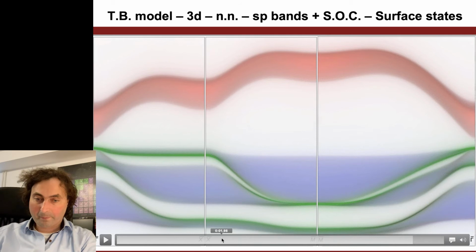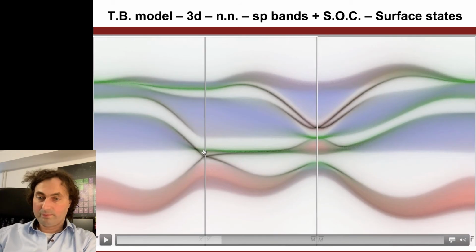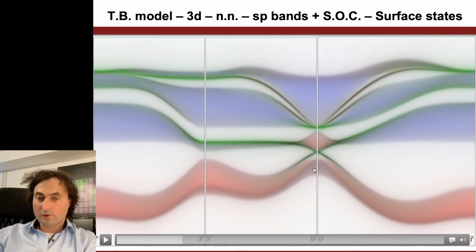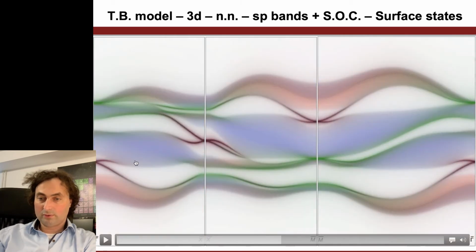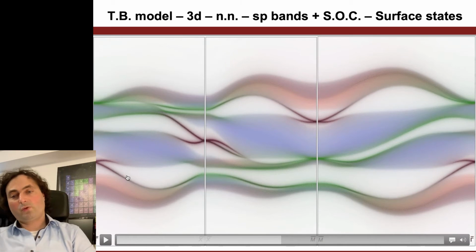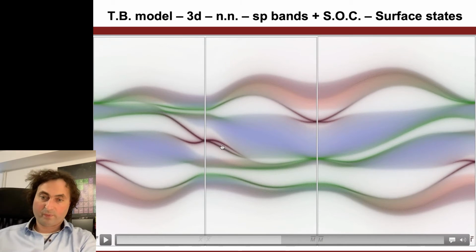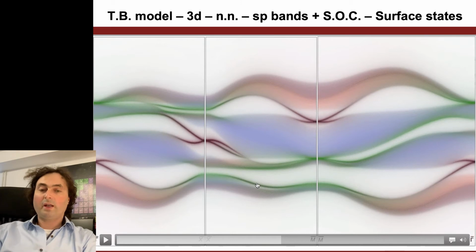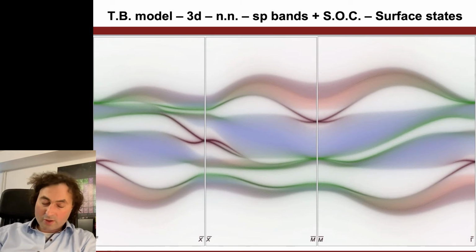the P band. Now if we look at such a surface state, let's take the one around M bar, or here the one around gamma, then we see that these form such kind of crosses at all points. And we can understand why that happens.